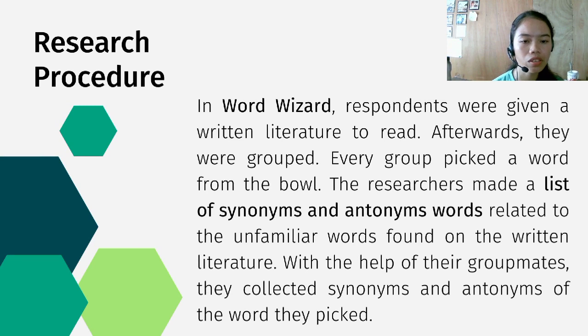The same with the word wizard, the respondents were given written literature to read. And after that, they were grouped, and every group picked a word from the bowl. The researchers made a list of synonyms and antonym words related to that word found in the written literature. With the help of their groupmates, they collected synonyms and antonyms of the word they picked. And with the use of synonym and antonym words that they gathered, they constructed their own definition of the word. And they filled up the table and it was presented in the class.